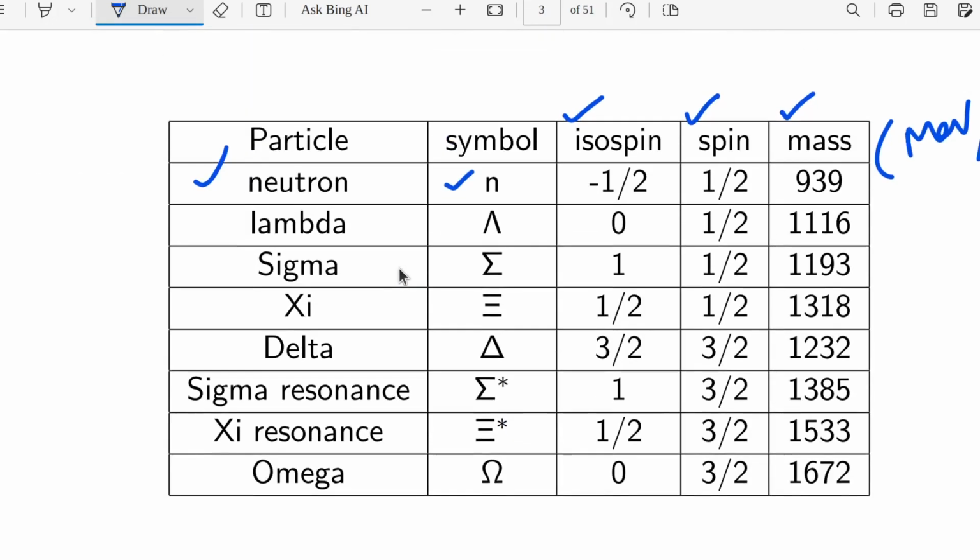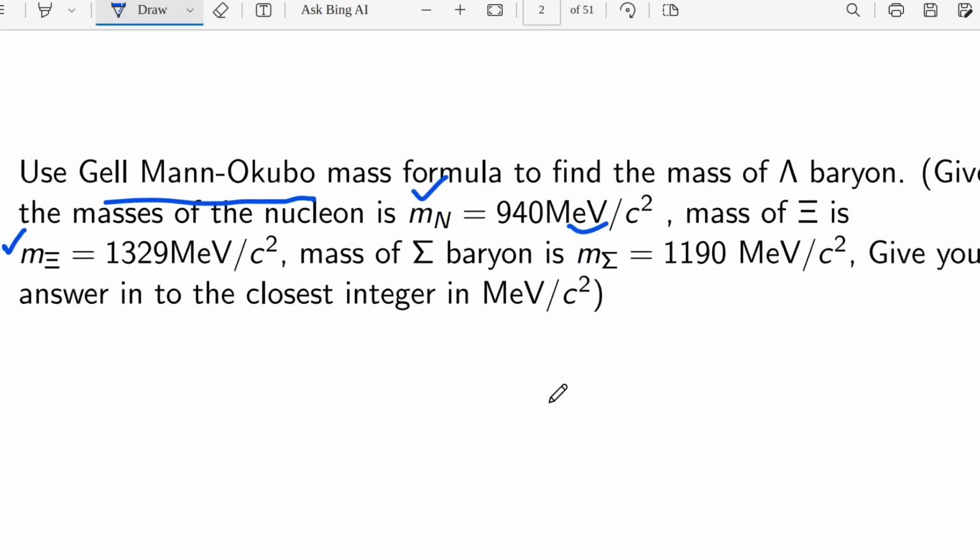So now let's come to that table. In the table you can see that this is lambda, isospin 0 and spin is half, and also mass is 1116 MeV/c². Right? That means whatever we have calculated is exactly correct. I just mentioned that from a book, so that we can tally whether what we are getting is correct or not. So this question has already been done.